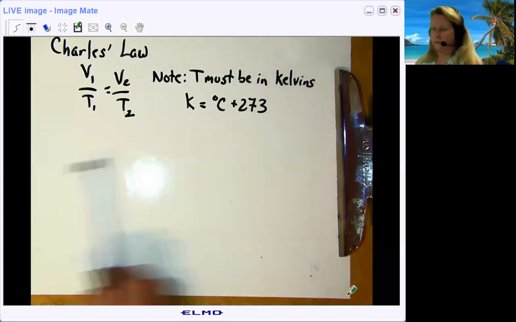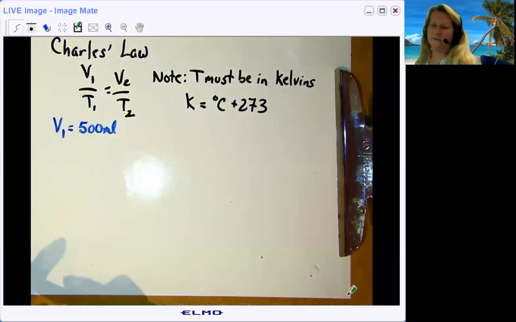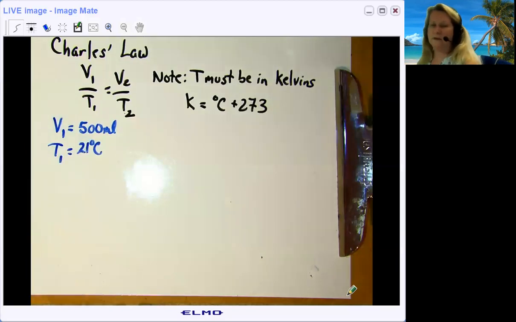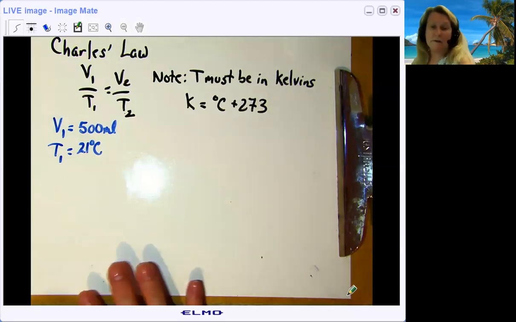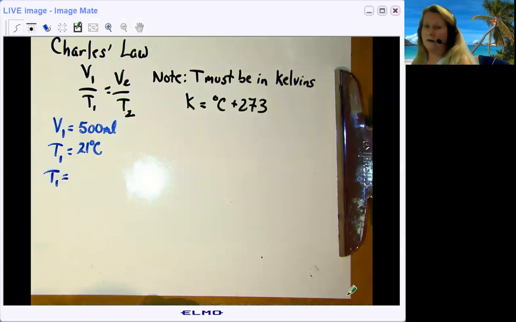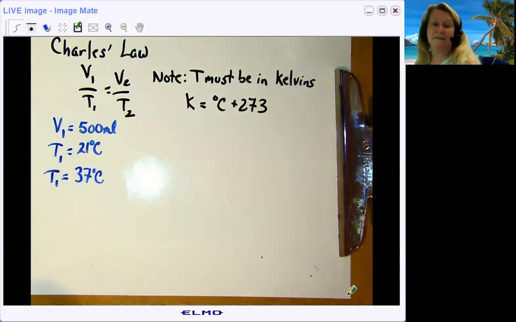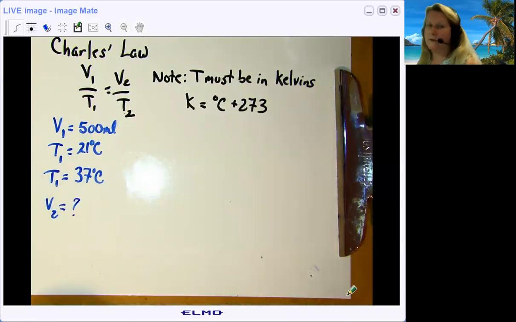So let's say we have our balloon, and our balloon initially takes up 500 milliliters of space. There's 500 milliliters of gas in that balloon. And let's say our balloon is at room temperature, which is 21 degrees Celsius. We're going to leave that balloon on the dashboard of our car in the back parking lot, and the temperature is going to get really hot in my car. The temperature is going to go all the way up to 37 degrees Celsius, which is about body temperature, which is 98 degrees Fahrenheit. I want to know, what's the new volume of that balloon going to be?